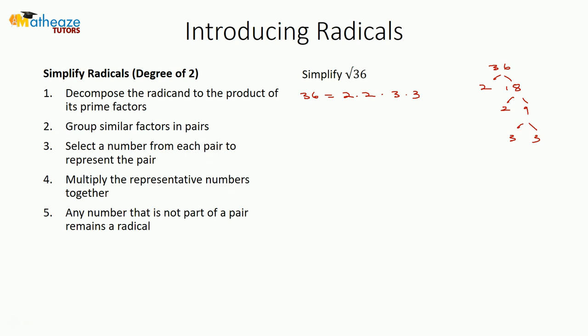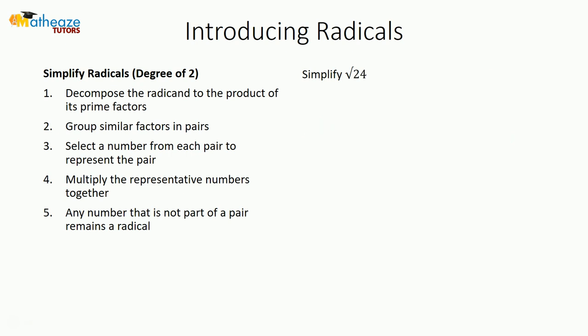So now we're going to group similar factors in pairs. So this is one pair here, and this is another pair. Select a number from each pair to represent the pair. So the square root of 36 is now, we select from here 2, and then we select from here 3. We multiply them together, and get 6. So the square root of 36 is 6.